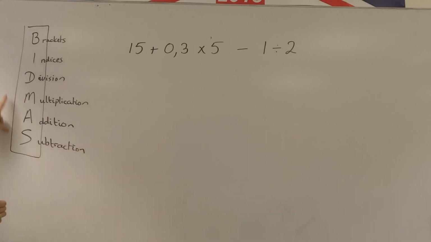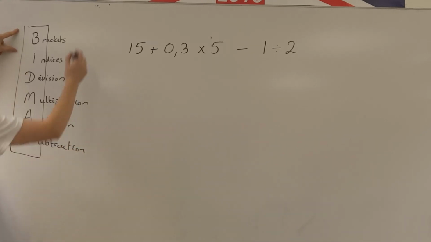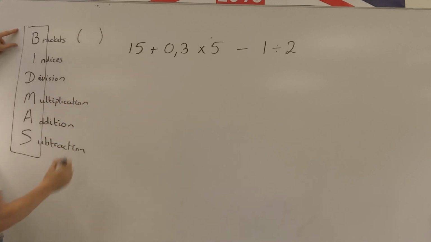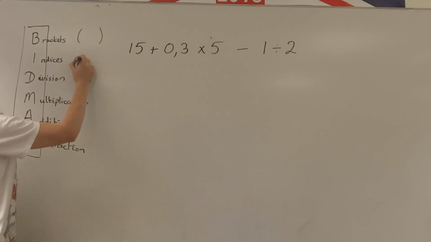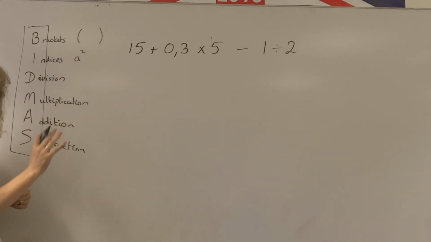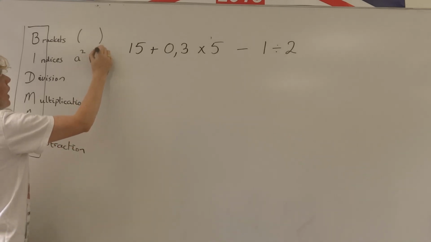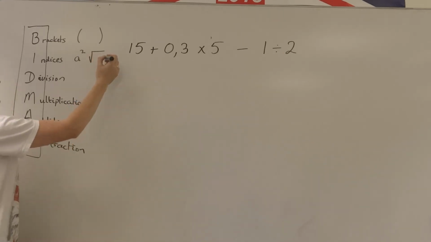Now these four, you know what they all are. Brackets, you know what they are as well. What do we call them in Swedish? Parentheses. Almost the same as the Americans call them, parentheses, I think. Okay. In English we call them brackets. Indices, who knows what indices is? Indices is when you're doing a squared, a times a, or square root of a.